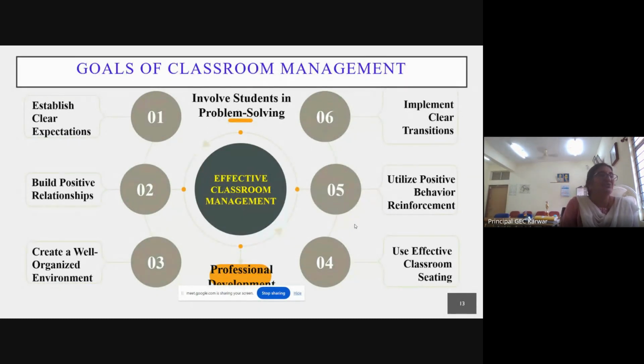So we have to do some counseling for them. So definitely they will build up the positive behavior when we care and we respect them, and along with the parents, we need to sit and the counseling should be done. Then implement clear transitions.